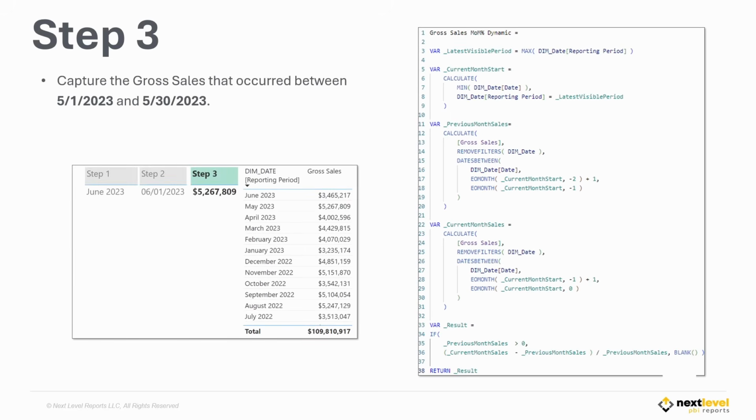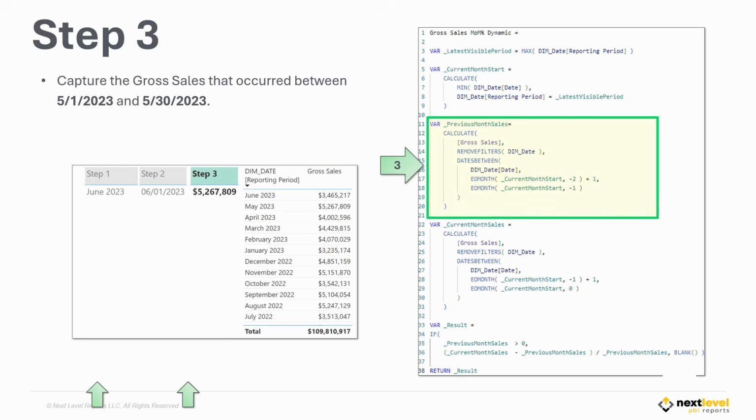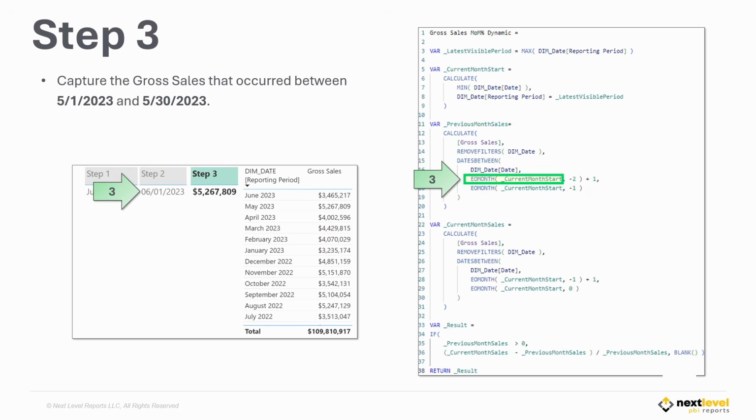So now that you understand the end of month function, let's take a look at step 3 of our measure right here. Calculating the sum of gross sales between May 1st, 2023 and May 30th, 2023. Our current month start variable from step 2 is showing June 1st. So here we're converting June 1st to the end of month, which would be June 30th. We then subtract 2 months, which will give us April 30th. And then we're going to add a day, which will give us May 1st, 2023.